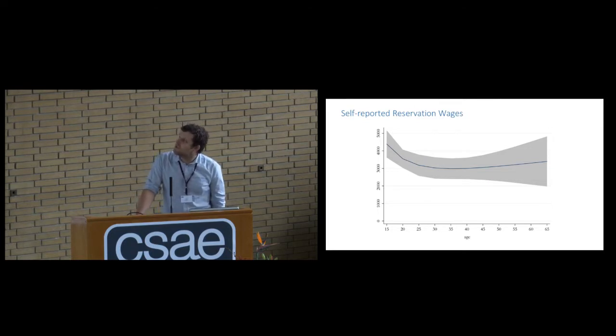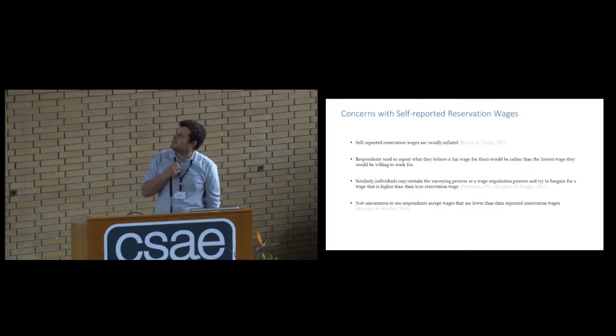If we ask people and take the average, people say they'd be willing to work for roughly 4,000 or 3,000 rand a month, which is fairly low for educated people. But despite it being low, we still think this is upwardly biased. The literature has suggested that reservation wages, if self-reported, are often inflated. The main reason is that if you ask people directly, they often answer what they think is a fair wage rather than what is actually their reservation wage.